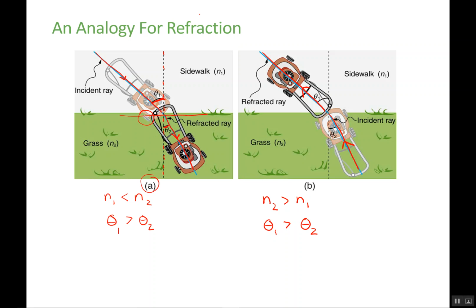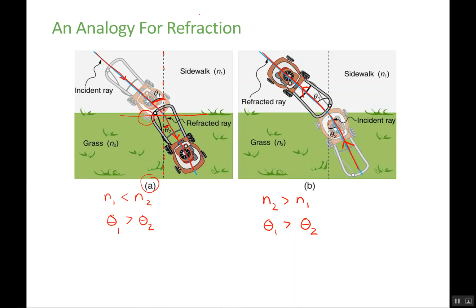So to summarize, if a ray of light travels from one material into another and the ray slows down because the material into which it's traveling has a greater index of refraction, then the ray of light is going to bend toward the normal, like in panel A here. On the other hand, if the ray of light travels from one material into another that has a smaller index of refraction relative to where it's coming from, it'll bend away from the normal because it speeds up.